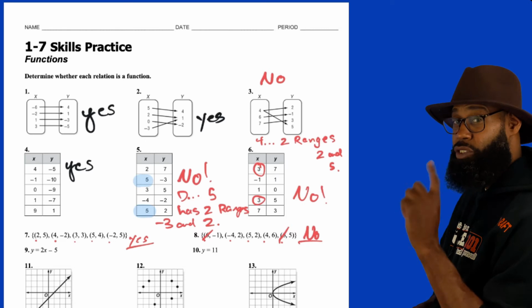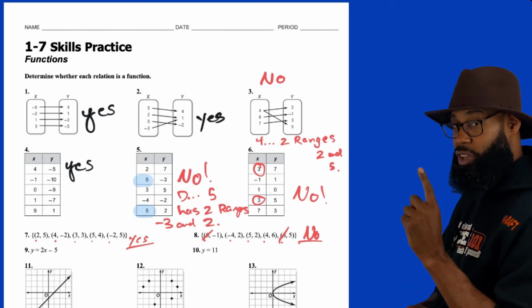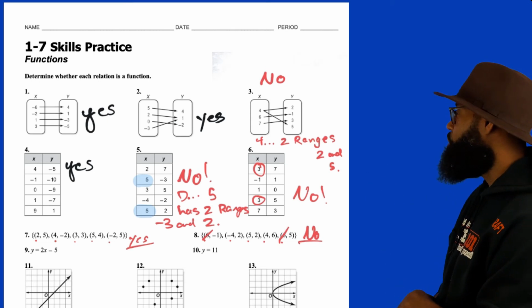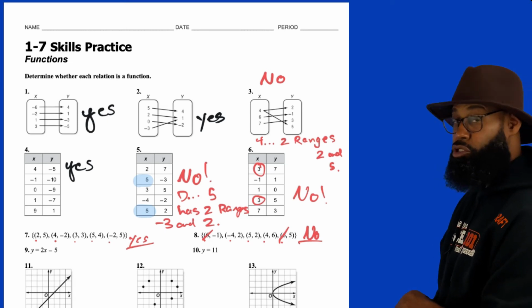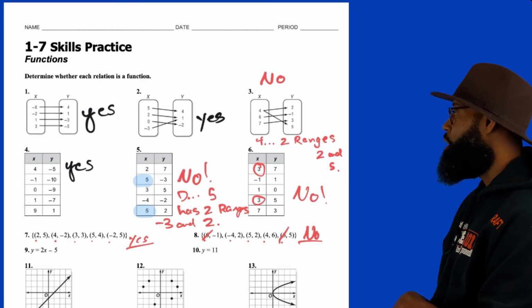Because again, for each domain, you can only have one range. So 6 is a domain, it can't have 2 different ranges. Now for 11, 12, and 13, I really do hope your teacher showed you the vertical line test in class. If not, there's plenty of places to go get it.